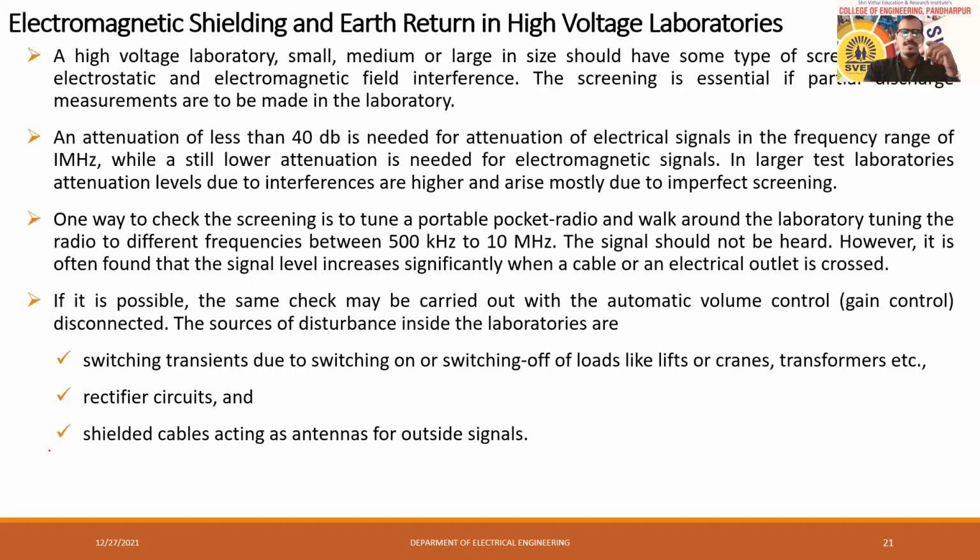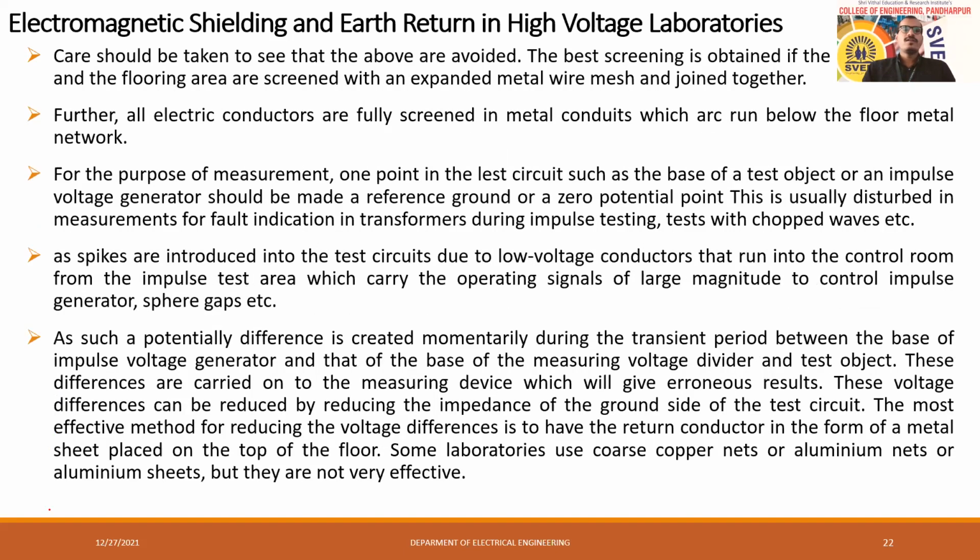The sources of disturbance in the laboratory are switching transients due to switching loads on or off, transformers, rectifier circuits, and shielded cables acting as antennas. In such cases, outside signals may pass into the laboratory, and at that time you may see radio interference. To avoid that, we need to use electromagnetic sheathing as well as an earth return process in the high voltage laboratory. So what kind of care should be taken?